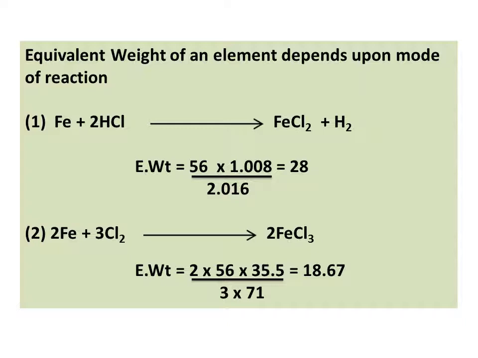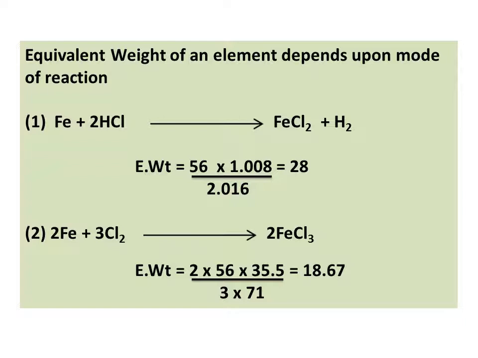Now let us have a look at another situation, another reaction. So here, see, 2 moles of iron react with 3 moles of chlorine, directly reacts with 3 moles of chlorine. So what does it form? It forms FeCl3. So here what is happening?